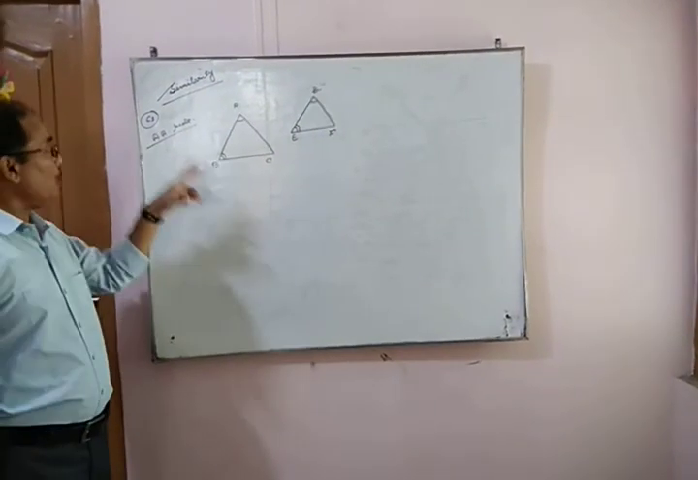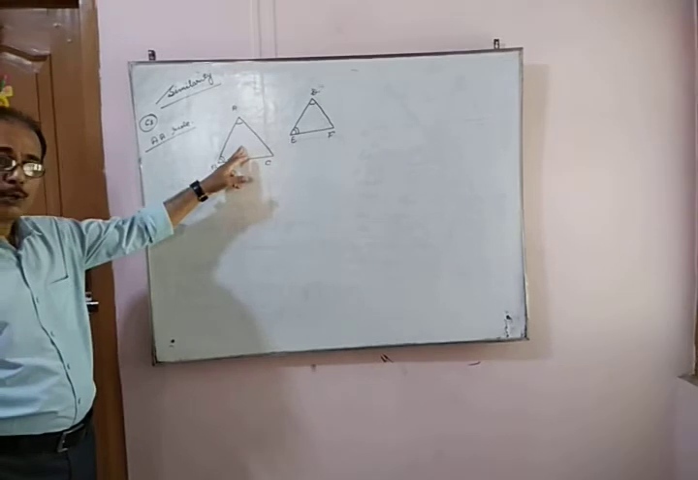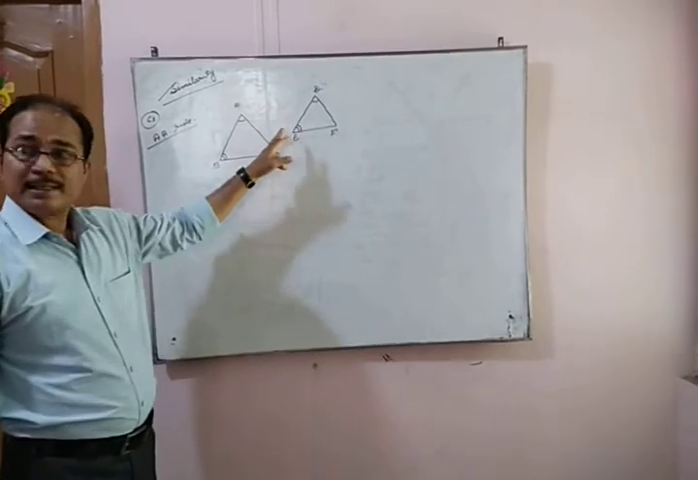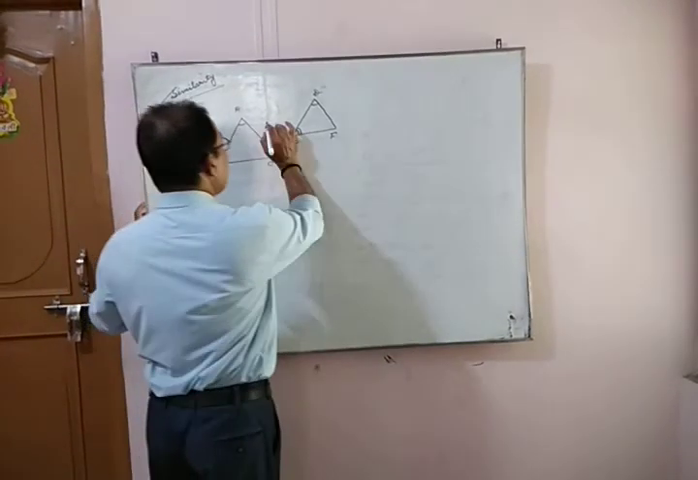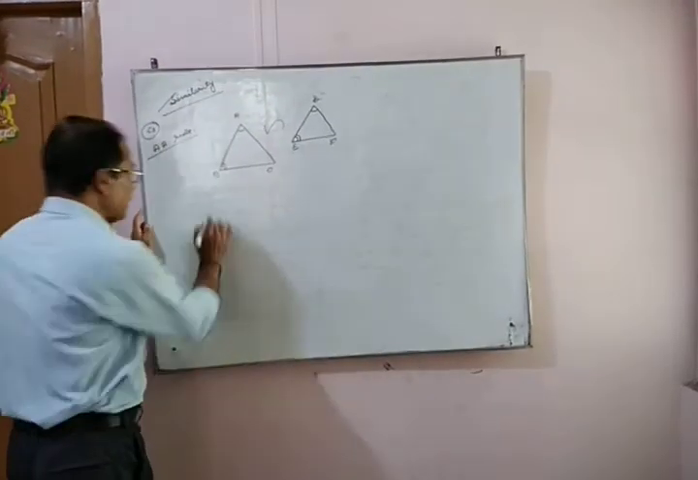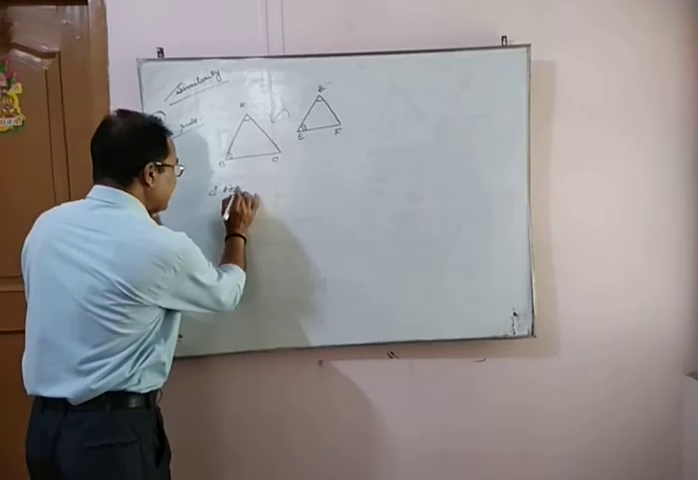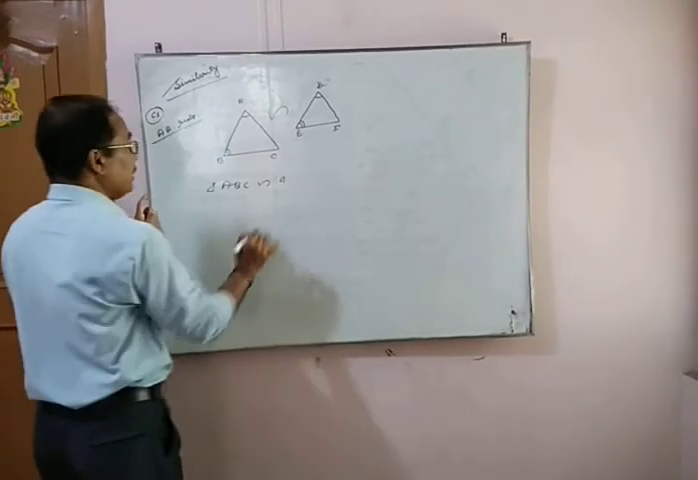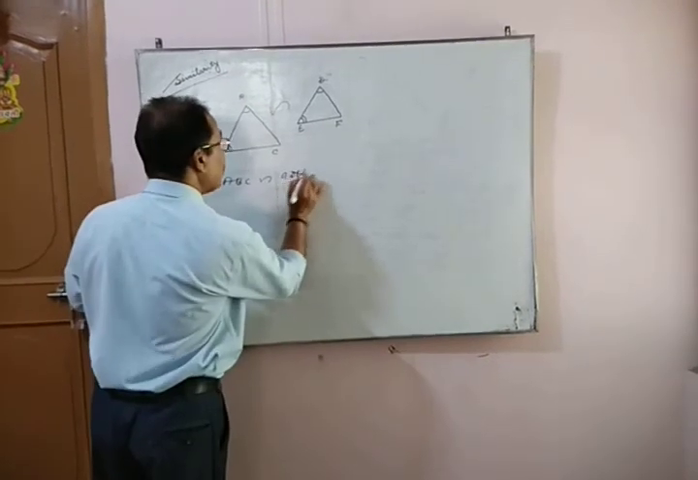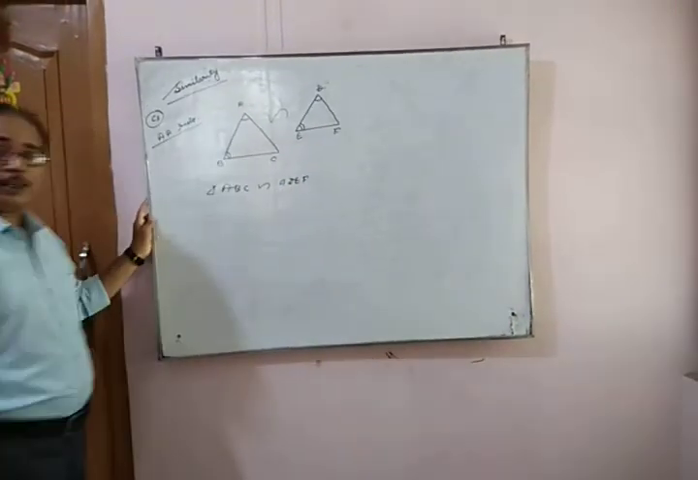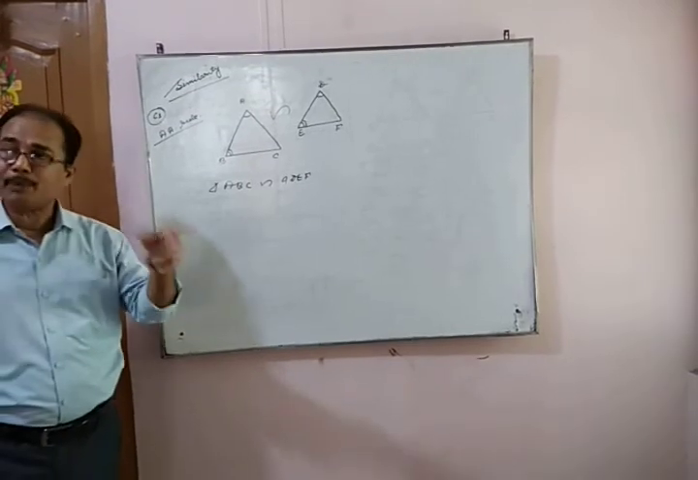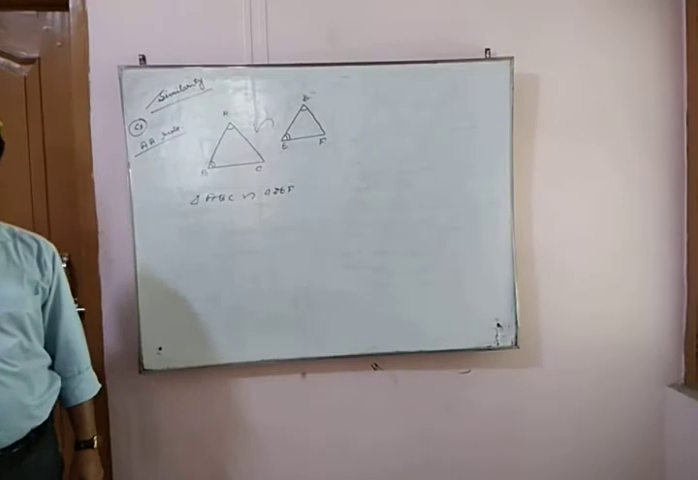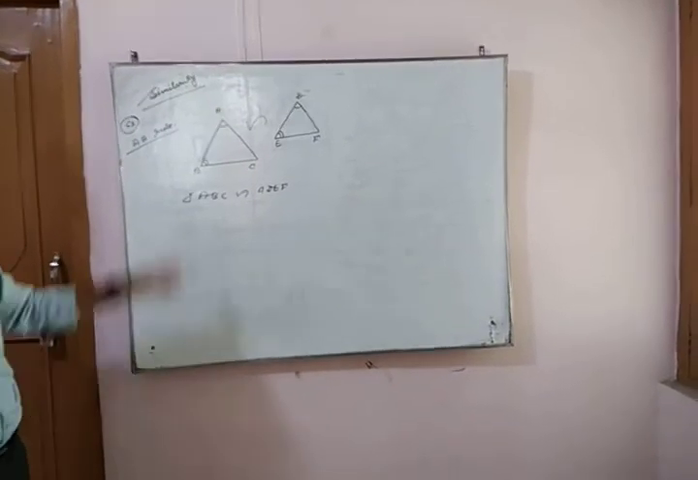Angle rule: if two angles of one triangle are equal to any two angles of another triangle, then the triangles will be similar to each other, and this is the sign of similarity. So we can write triangle ABC is similar to triangle DEF. One very important thing: while you write the names of the triangles, they must be written in the correct order of their corresponding vertices.